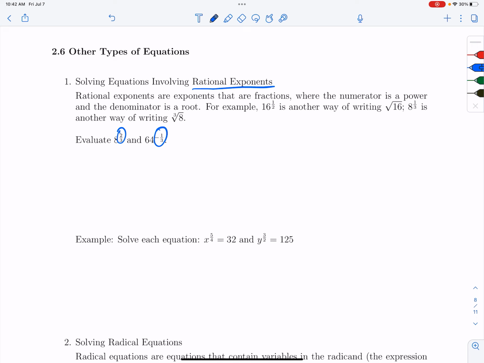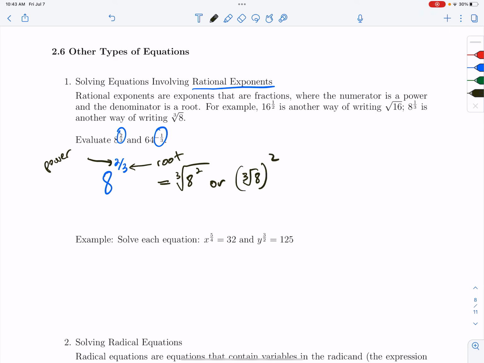Now, what a rational exponent is telling us, so if I have 8 to the 2/3, the 2, or the numerator here, is telling us what power we're raising the 8 to. And then the 3 is telling us what root we're taking of 8. So we can think of 8 to the 2/3 as 8 squared cube rooted, or we can think of it as the cube root of 8 all getting squared. It doesn't matter which order we do those in.